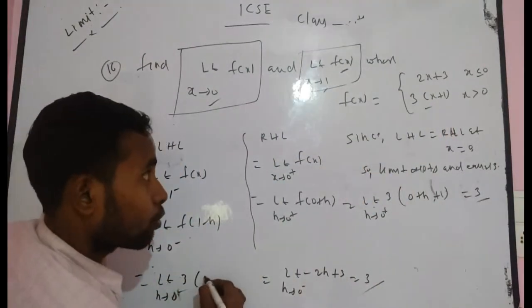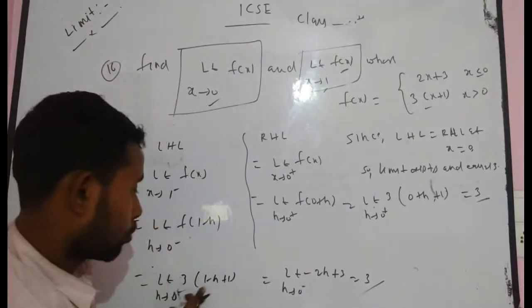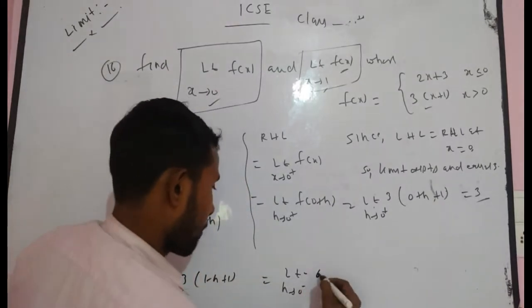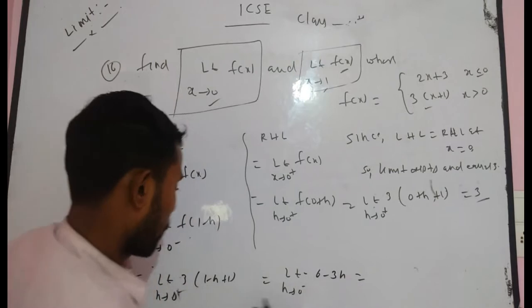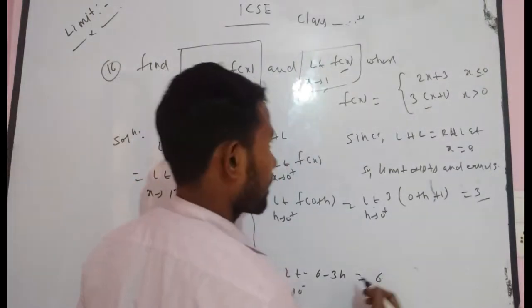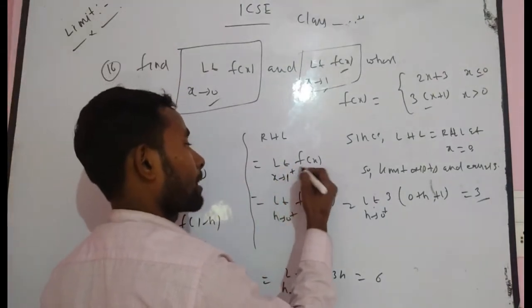So it will be 3 into (1 minus x) plus 1. If you calculate it, you get 3 times (2 minus x), that is 6 minus 3x. Now 6 minus 3x: if you put x equal to 0, you get 6. Now if you find the RHL, you get f(x) at 1 plus x.